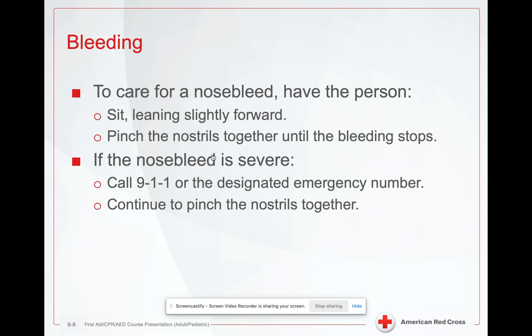If the nosebleed is severe or it is not able to be stopped in about 5 to 10 minutes, we may have to call 911, but we do want to continue to pinch those nostrils together.